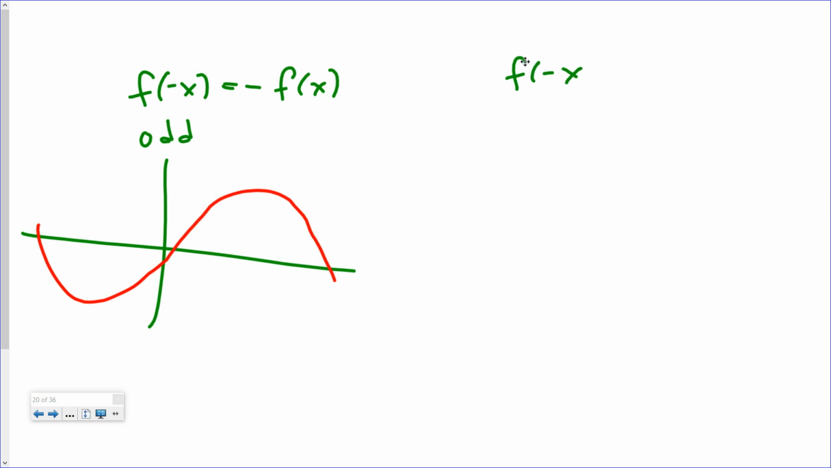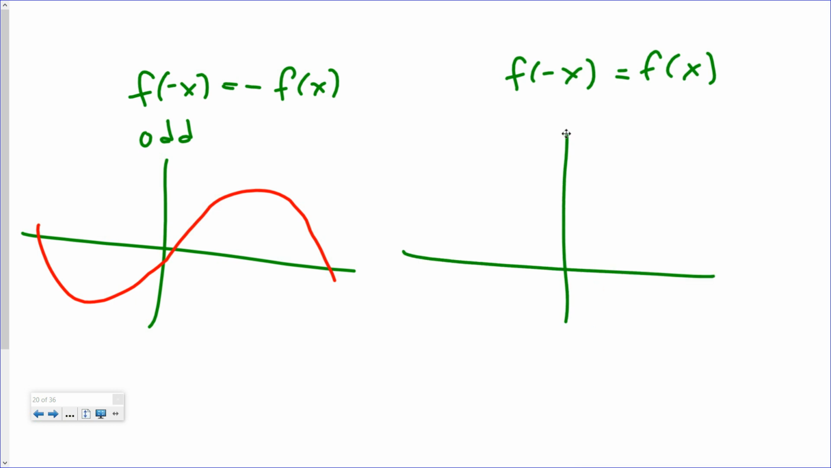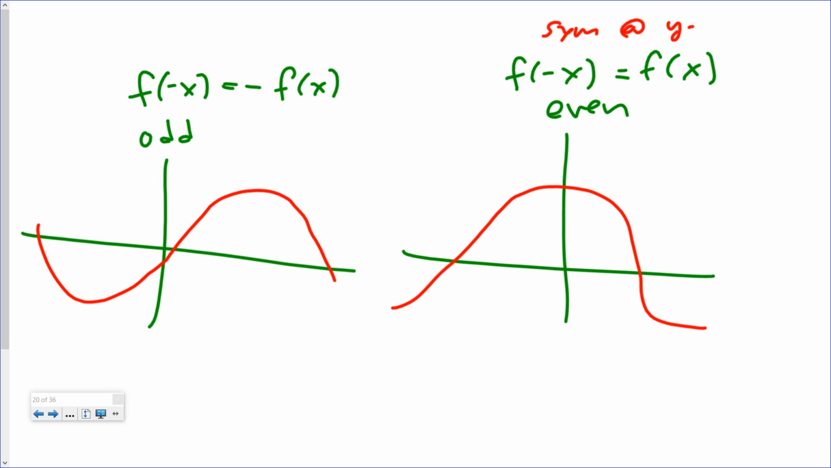If you plug in negative x and you get the exact same y value, that's what we call an even function. And the cosine curve is an even function. This one is symmetric about the y-axis, right? This one is actually symmetric about the origin. And guys, all this means is that if you fold this and fold it again, that's an odd function. Does that make sense? If you just fold it once, then it's symmetrical, that's an even function.